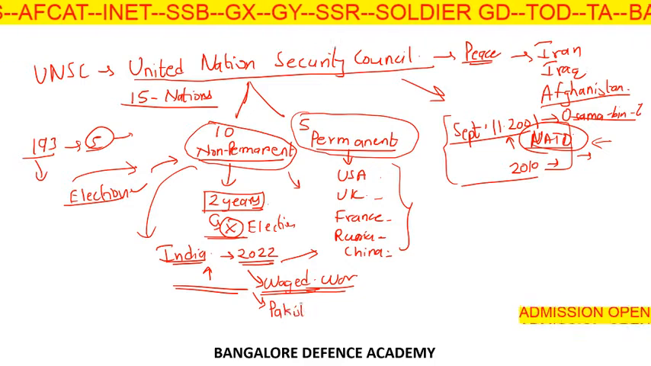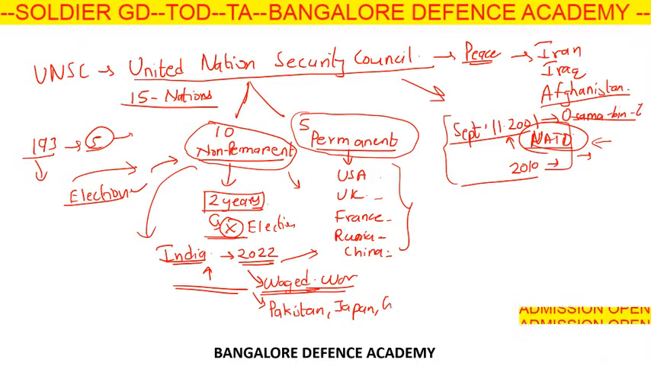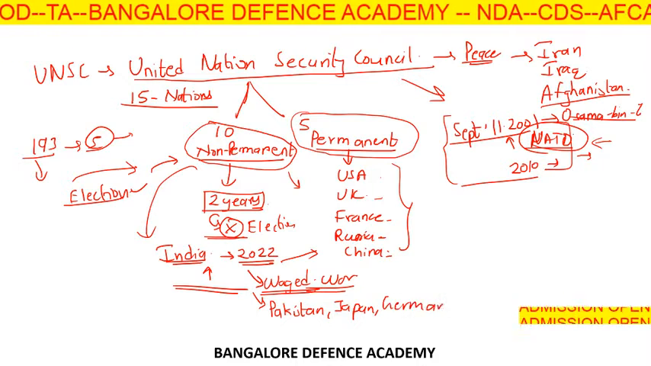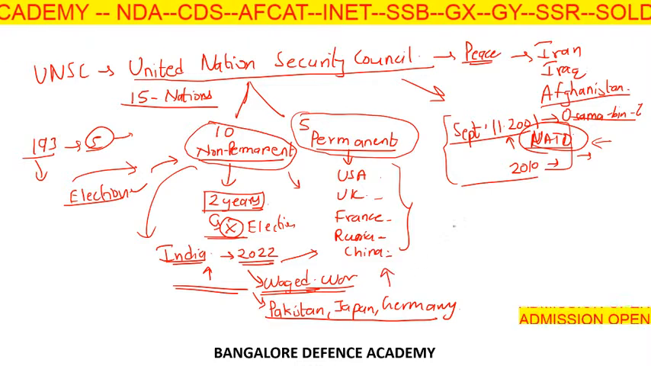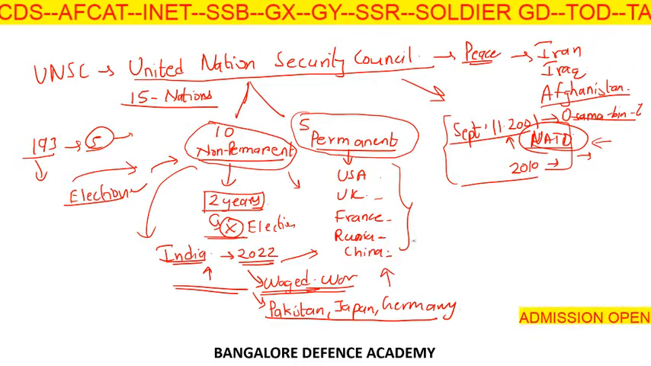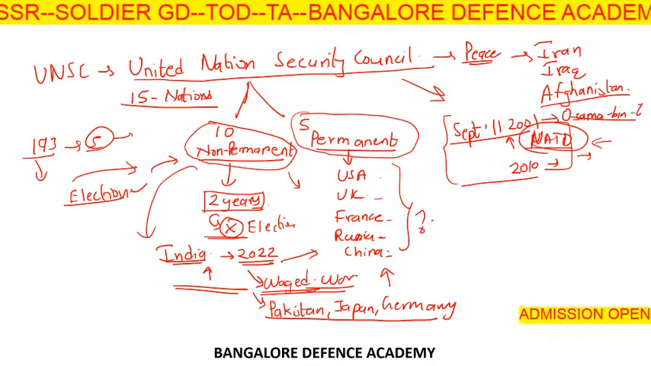So if India is demanding a permanent seat, then you have the next nation, Pakistan. Then you have the next nation, Japan, and then there is one more country, Germany. All these countries want a permanent seat in this United Nations Security Council. Now, why is it so important to have a permanent seat in the United Nations Security Council?